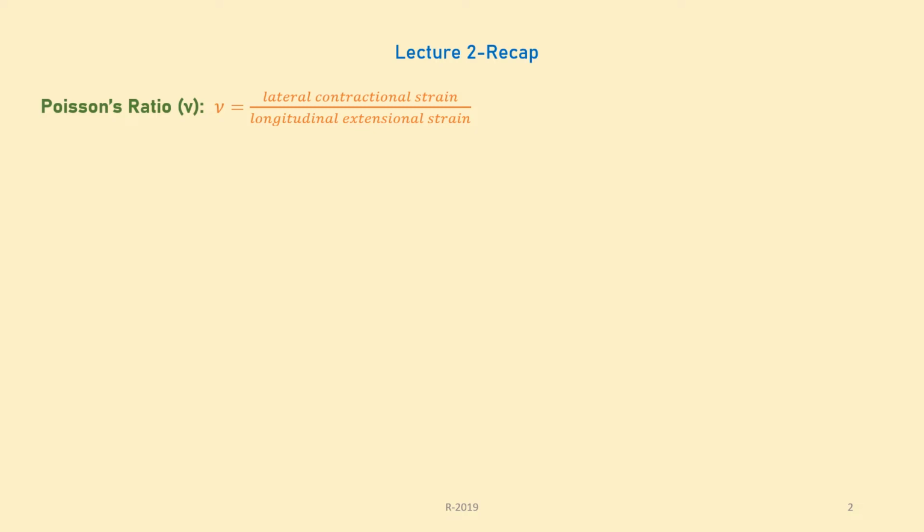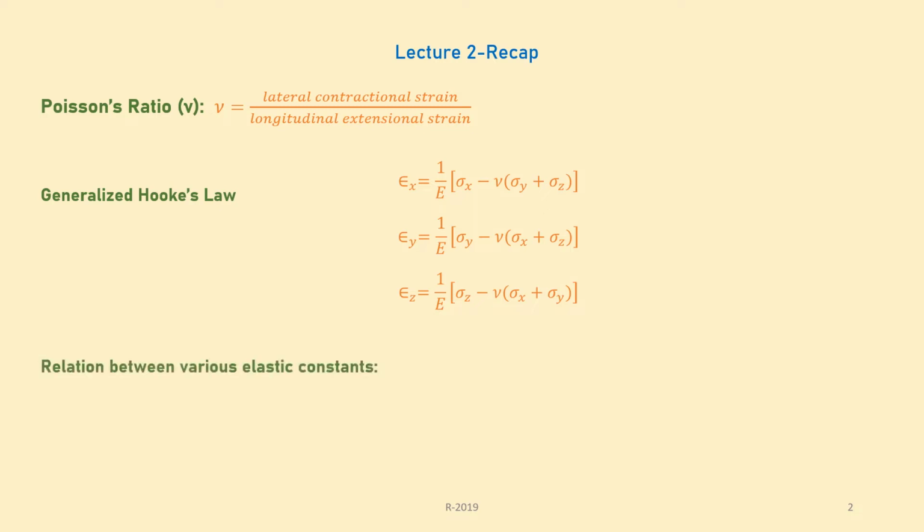Remember, whenever there is an extension in one direction, for example in the x direction, then we observe contraction in the y and z directions. So this is how we define Poisson's ratio, lateral contractional strain to longitudinal extensional strain. Then we learned how to express generalized Hooke's law, where epsilon x, epsilon y, epsilon z are the various components of the resultant strain, and then from the generalized Hooke's law we tried to derive the relation between various elastic constants.